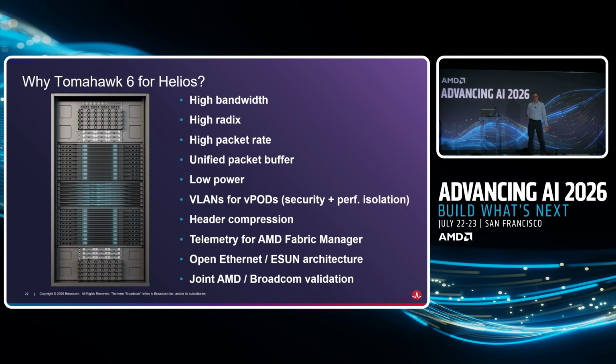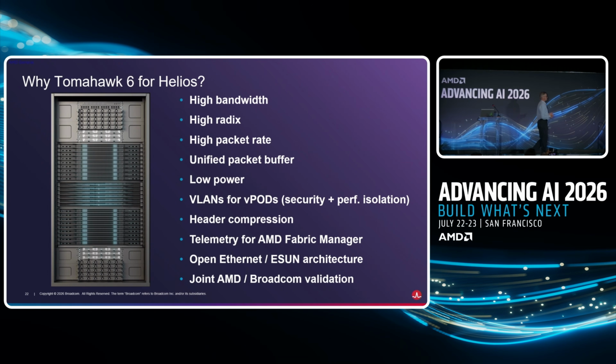Okay, so why Tomahawk 6 in particular for Helios? Tomahawk 6 provides basically all the features that you would need for scale up. It has the high bandwidth, the high radix, very high packet rate, and that high packet rate is going to be important if you have a number of smaller memory transactions. It has a fully unified packet buffer.